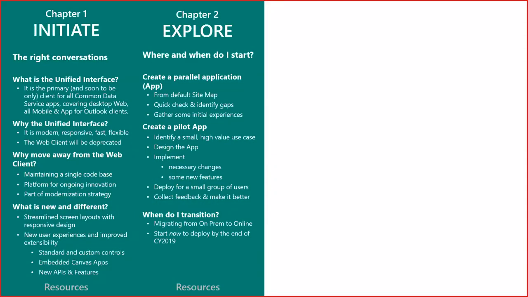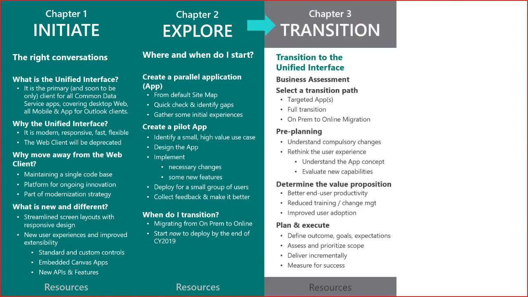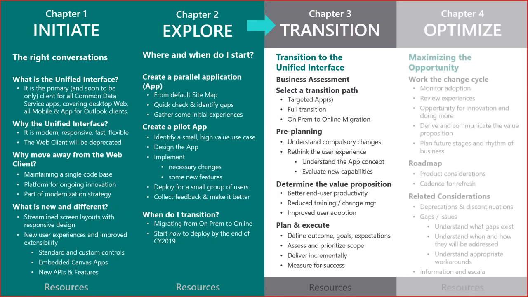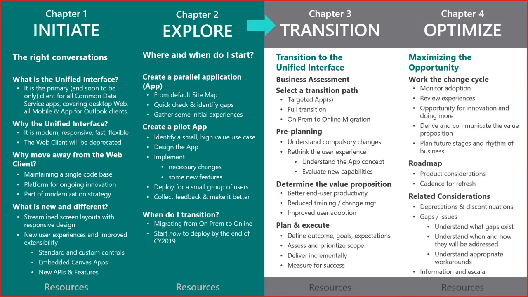This was chapter 2, the second chapter of our unified interface playbook. There will also be 2 other chapters: chapter 3, which is on the 19th of August at the same time as this one, and chapter 4, which is 1 week later, on the 26th of August. In chapter 3, we will talk a little bit deeper about transition paths and planning. And in chapter 4, we will talk about how you can maximize this opportunity.